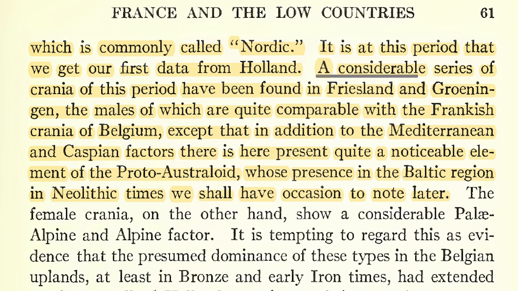Okay, let's drop down a little bit. A considerable series of crania of this period have been found in Friesland and Groningen, the males of which are quite comparable with the Frankish crania of Belgium, except that in addition to the Mediterranean and Caspian factors, there is here present quite a noticeable element of the proto-australoid, whose presence in the Baltic region in Neolithic times we shall have occasion to note later.